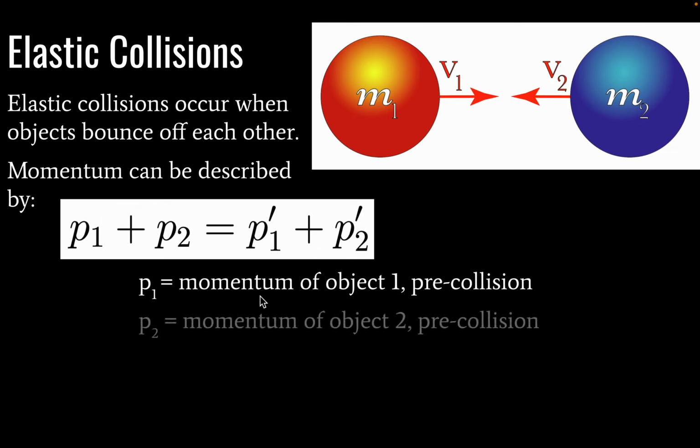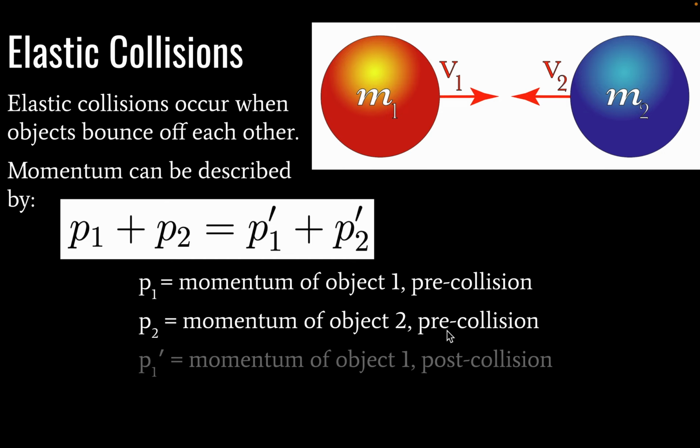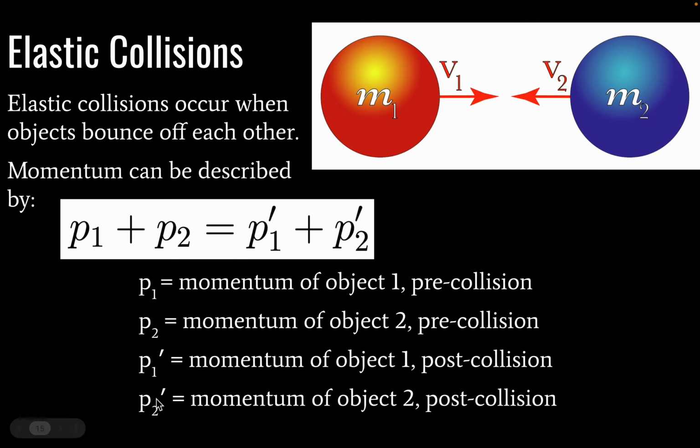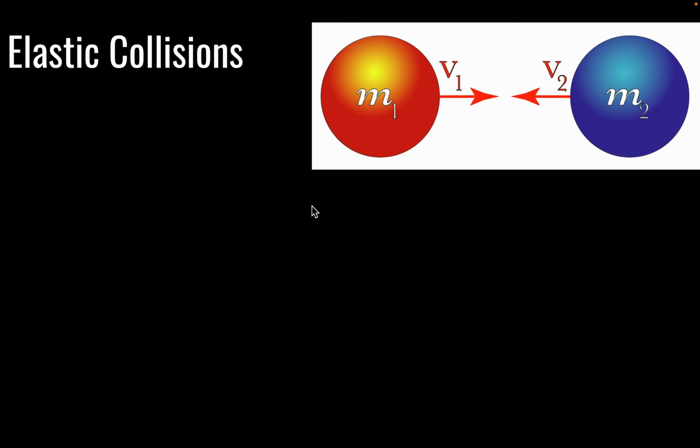So, defining our variables, p sub 1 is the momentum of the object before the collision, p sub 2, same thing for the second object, and p sub 1 prime is the momentum of object 1 after the collision, p sub 2 prime, you can read, so you get the idea here, okay? So this just helps us not have 500 variables for our equations.